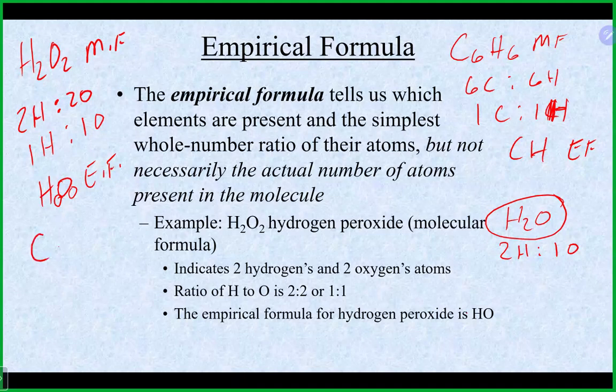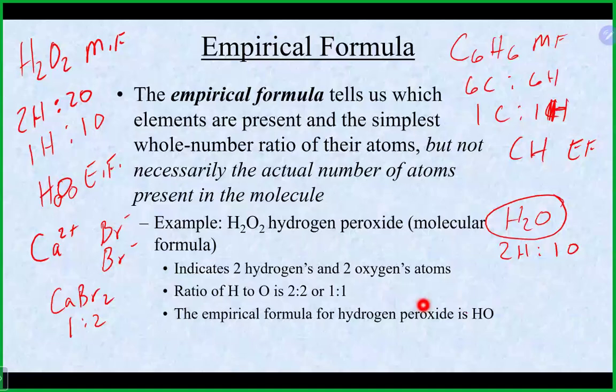Again, for example, with calcium and bromide, the simplest way possible to put those together to get no charge is 1 calcium to 2 bromines. You could have done a 2-to-4 ratio. That would still give you 0 charge, but that is not the simplest possible way of putting it together. So you would reduce it down to calcium and 2 bromines. And that is the simple formula. So all ionic formulas are empirical formulas.